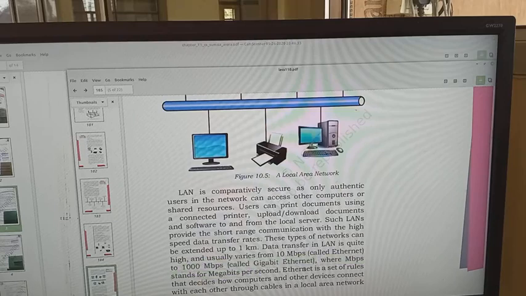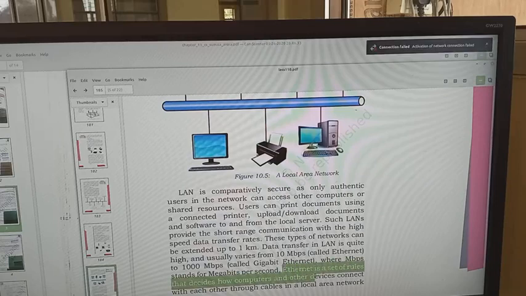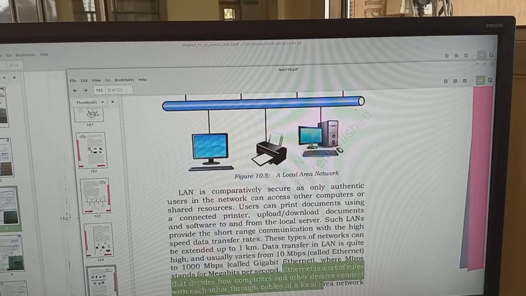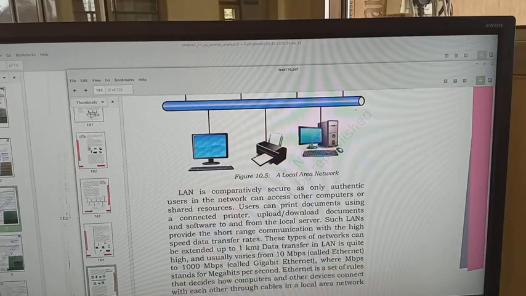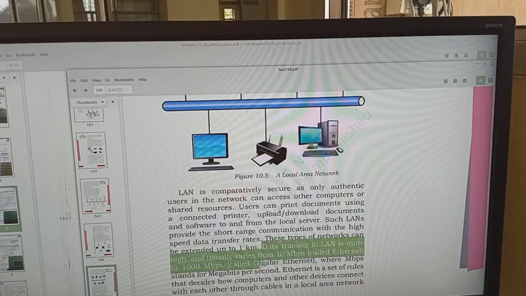Ethernet is a set of rules that decide how computers and other devices are connected with each other through cables in a local area network. Ethernet is nothing but a set of rules. It decides how the computers and other devices are connected with each other through cables in a local area network, or simply LAN. So this is the explanation of LAN. Important points to remember: the maximum area covered is 1 kilometer, and the data transfer rate is 10 Mbps up to a maximum of 1000 Mbps.